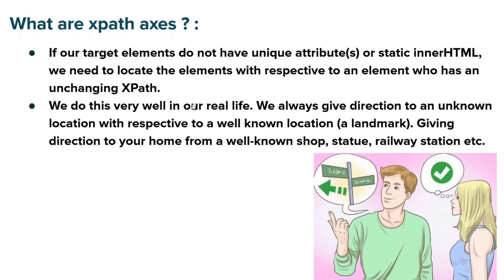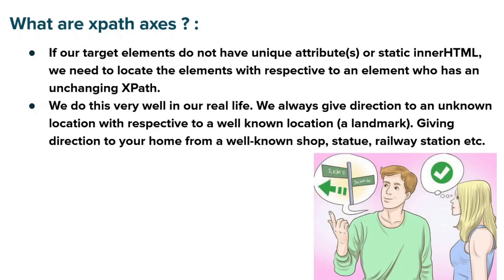We do this very well in our real life as well. We always give directions to an unknown location with respect to a well-known location or landmark. For example, whenever giving directions to your home from a well-known shop, statue or railway station, etc. So we always give an address like behind the theater or near that specific shop. We know the location of the shop, so by using the context of that shop, we can find our targeted address. That is similar to XPath axes.